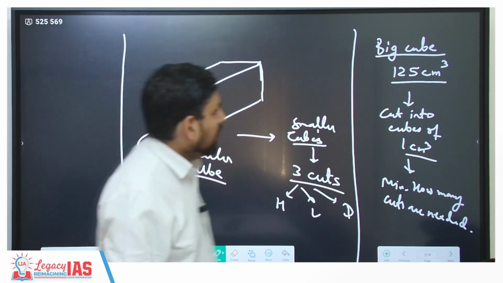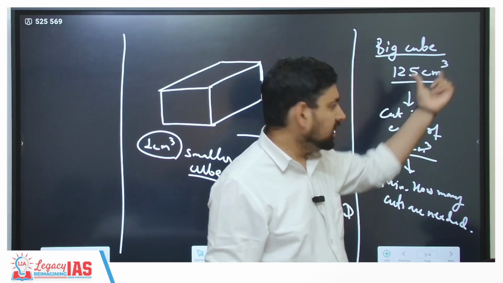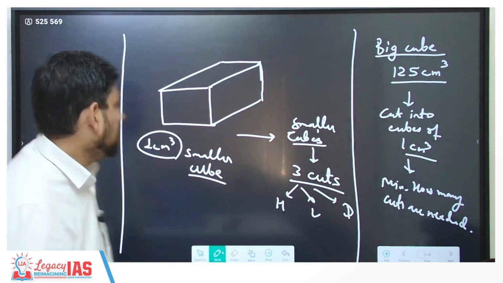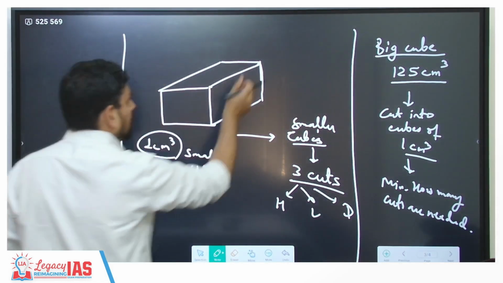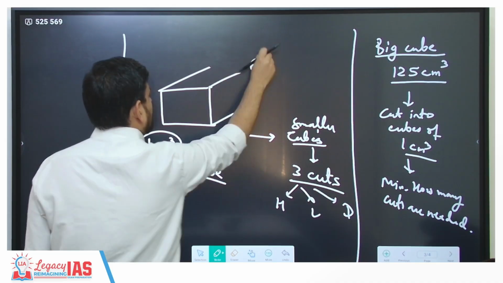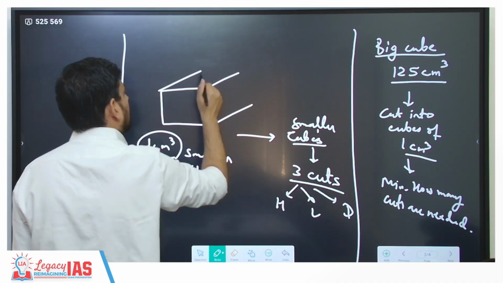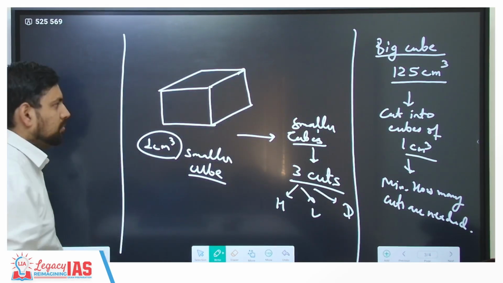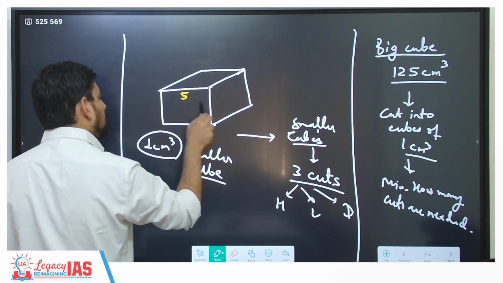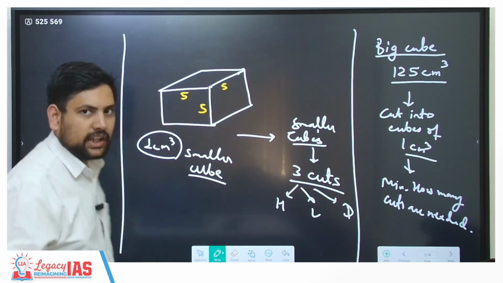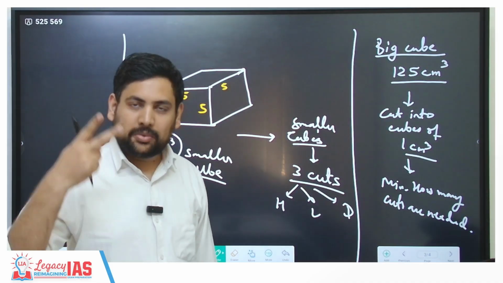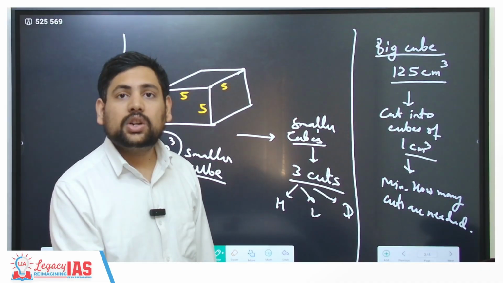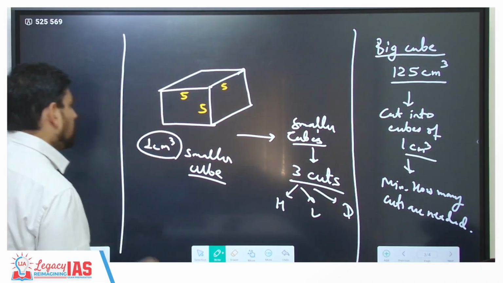So basically, if I have to cut this 125 centimeter cube into 1 centimeter cubes, how does it look? It looks something like this. Let me make it more like a cube. This is a cube. That means for 125 centimeter cube, it will be 5, 5 and 5. Correct? Because volume of cube is length into breadth into height. So 5, 5, 5 multiplied 3 times gives you 125 centimeter cube.